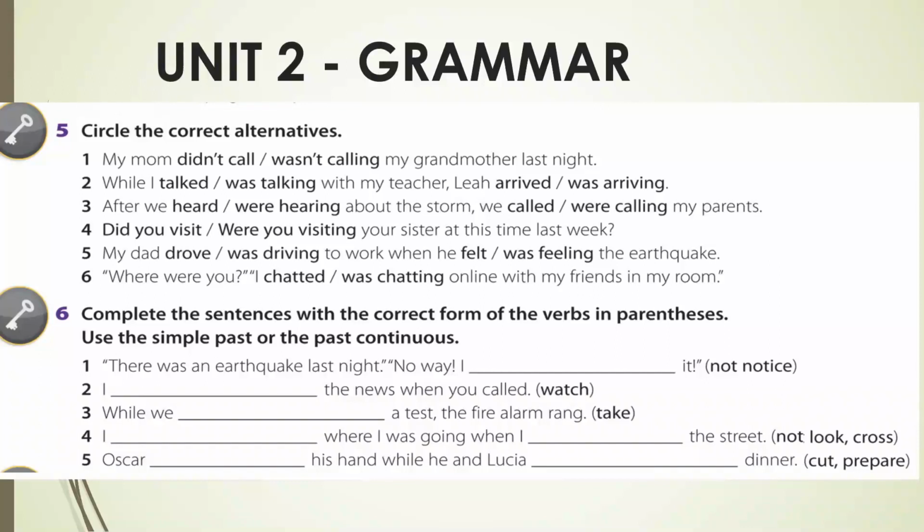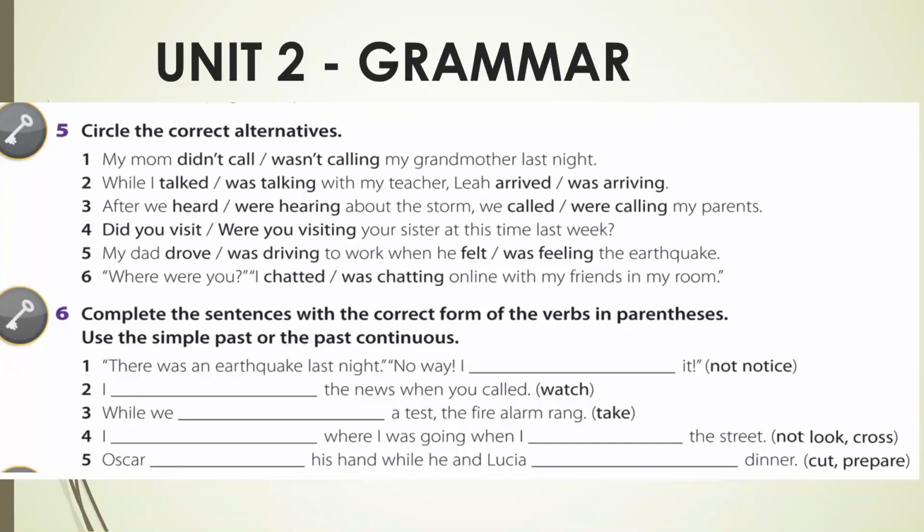And here I have exercise number 5 and 6. Circle the correct alternative. Here I need to understand what is going on in the sentence, what is happening in the sentence. So I need to know, is it a finished action, an action that stopped in the past, or is an action that has a progress in the past, has a period of time in the past.